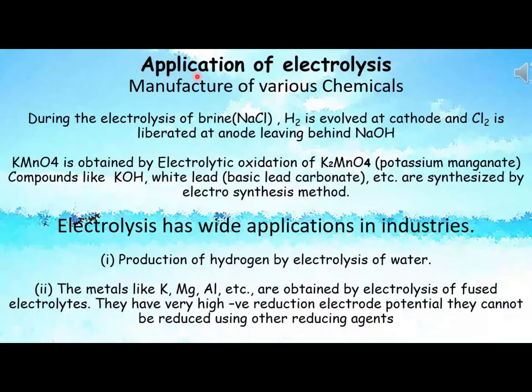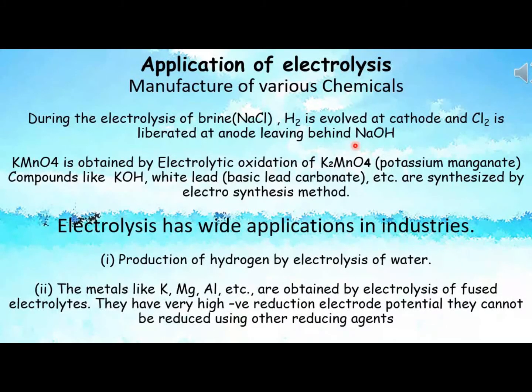Now let us look into some of the applications of electrolysis. Electrolysis forms the basis for the manufacture of various chemicals. We have seen that in the manufacture of caustic soda, brine, which is sodium chloride, is electrolyzed. Hydrogen is evolved at cathode and chlorine is liberated at anode. It is carried out in a Castner-Kellner cell where mercury is used as a cathode.